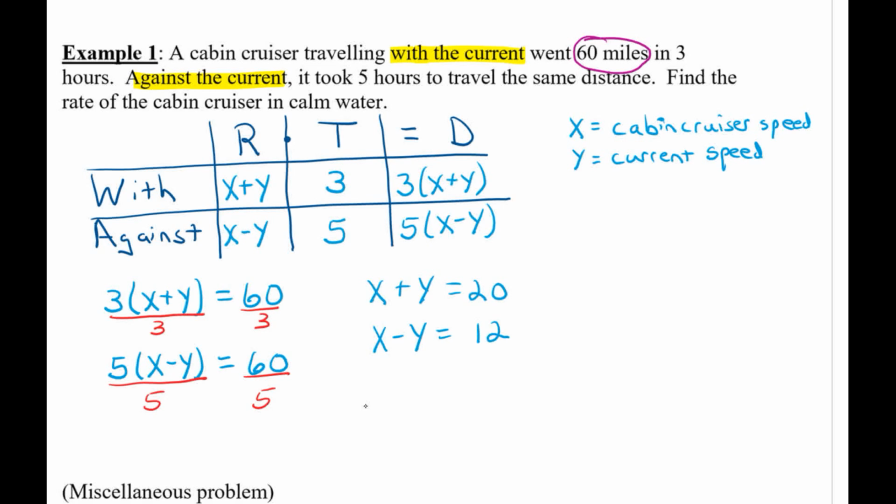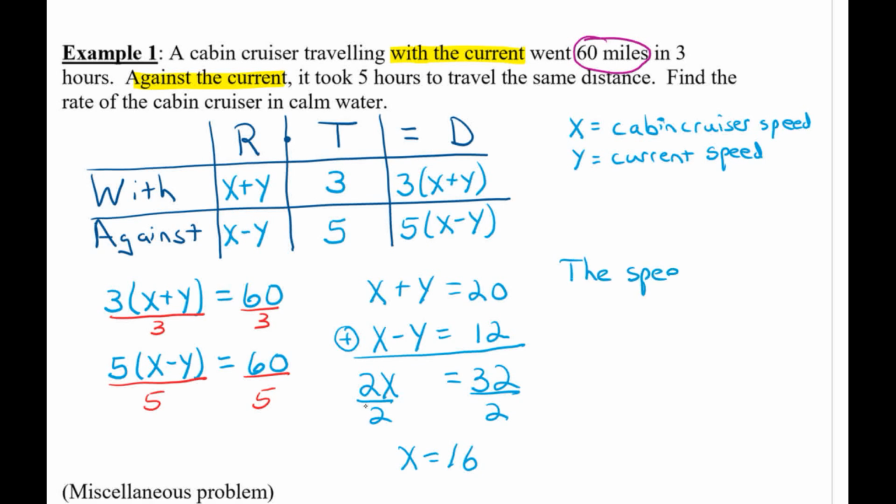Well, oh my goodness, we have opposite coefficients with the y variable, so it's super easy to solve by elimination. Now, of course, if you use substitution, it will come out correct, but isn't it easy here just to add the equations together and get 2x equals 32? So when we divide by 2, we get x is equal to 16. That's all they asked us for in this question, the speed of the cabin cruiser, or the x. So I'm just going to write that answer.